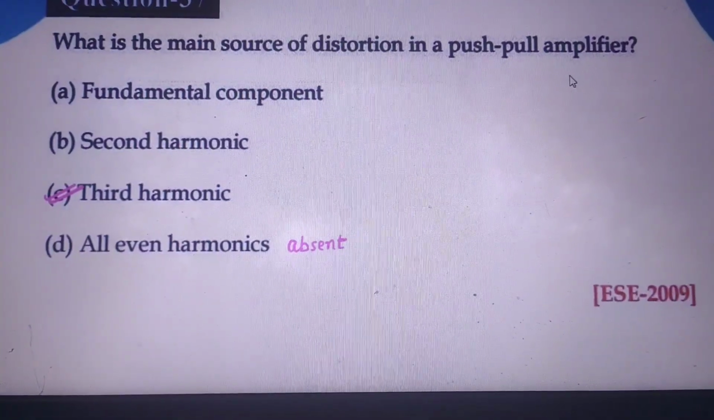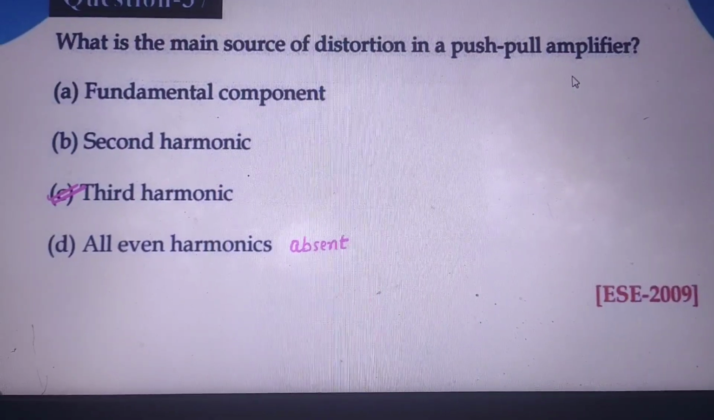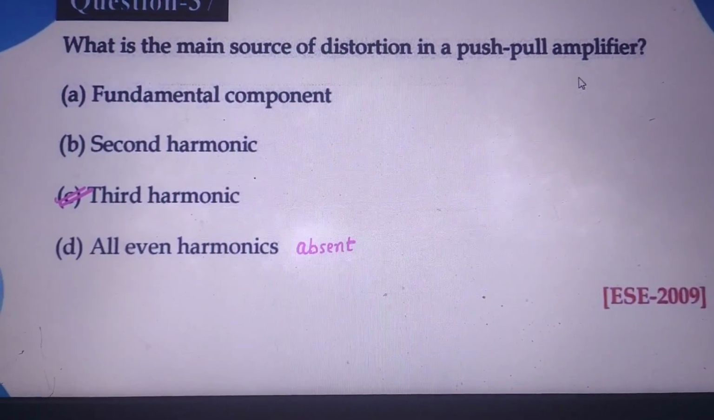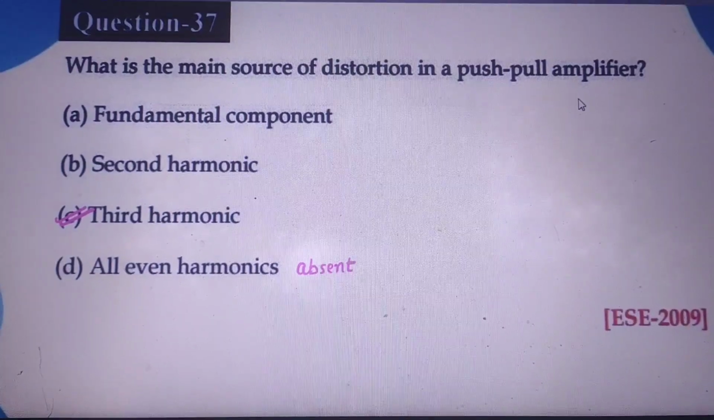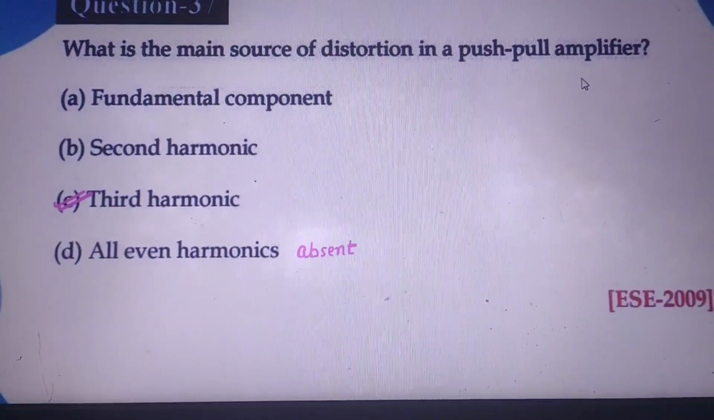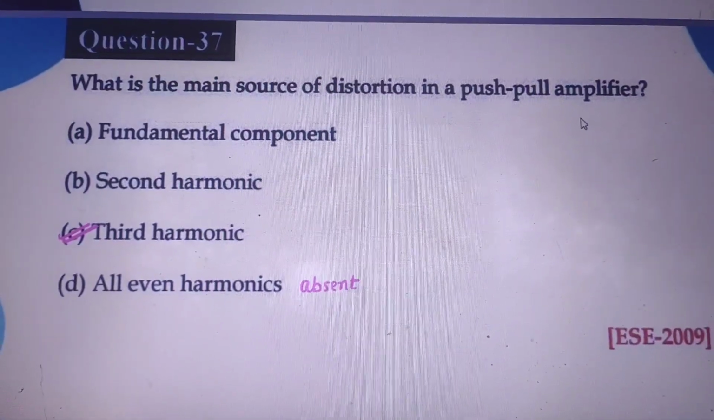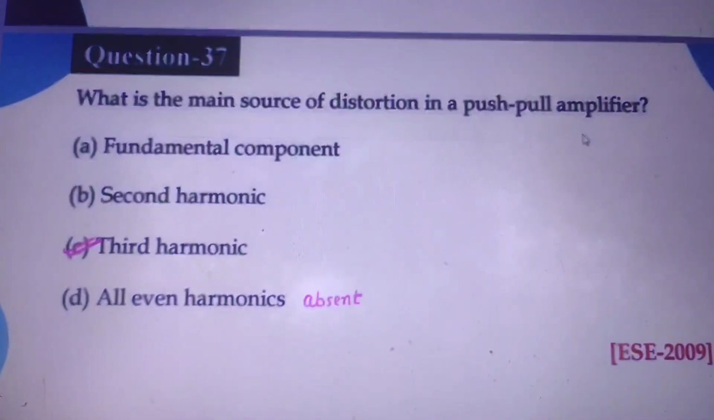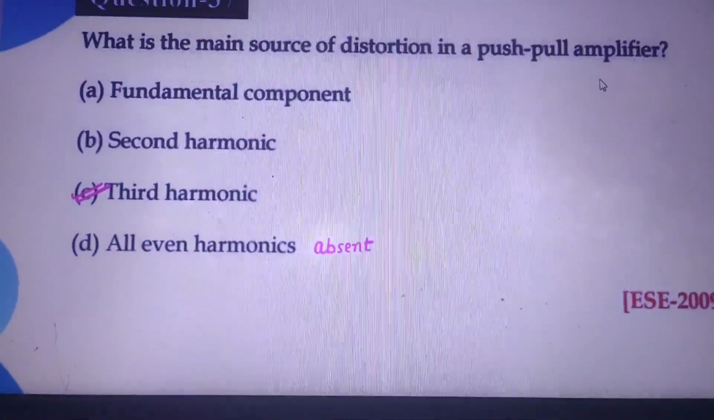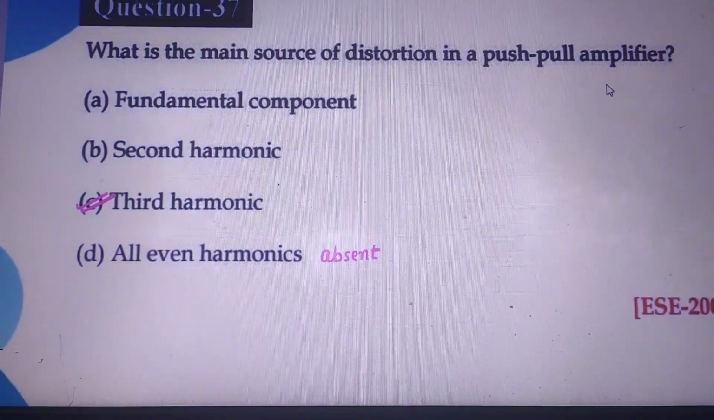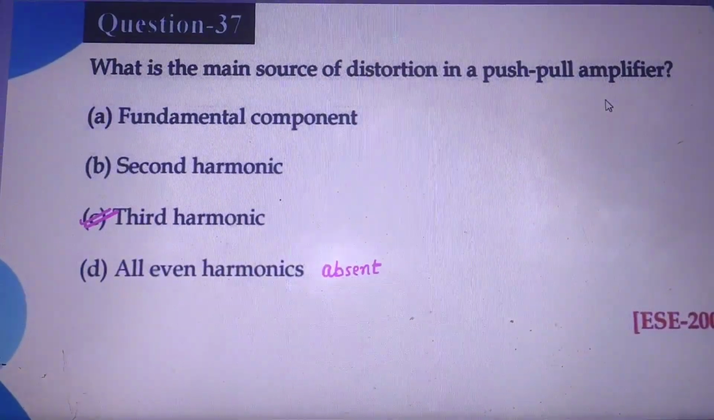In this question he is asking what is the main source of distortion in push-pull amplifier. A. Fundamental component, B. Second harmonic component, C. Third harmonic component, D. All even harmonics. See, in push-pull amplifier, all even harmonics are absent and the only problem is due to the crossover distortion, and the distortion is known as push-pull distortion, and it is present in the class B push-pull amplifier. And the main source of distortion is the third harmonic content, which is the main source of crossover distortion.